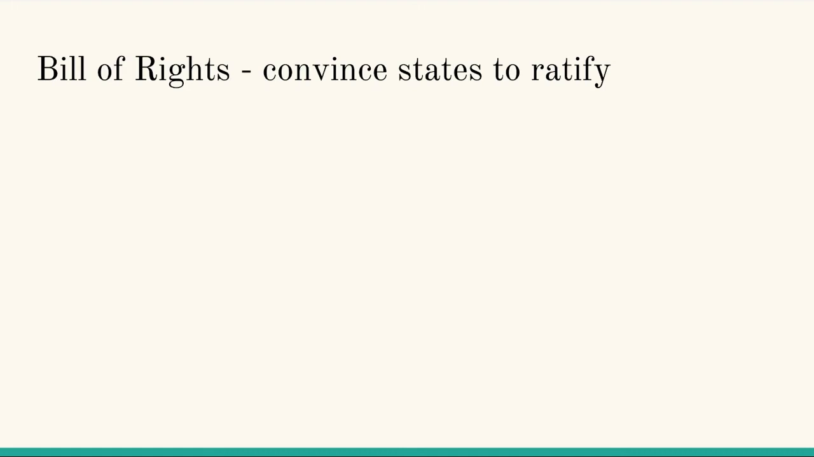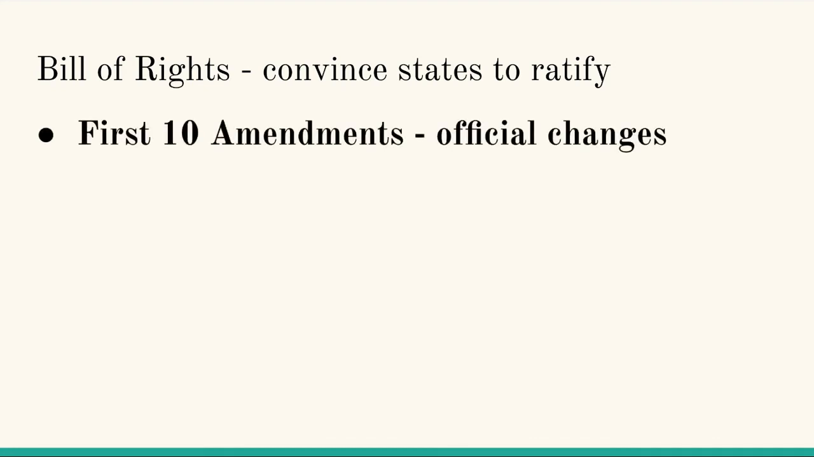This is what convinces those first nine states that yes, we can sign off on this document and make it official. You absolutely need to note this, write this down. The Bill of Rights is the first 10 amendments, and an amendment is an official change. So we've got a couple of different official terms here. Ratification is official approval. Amendment is official change. The Bill of Rights are amendments, changes that we've put into the Constitution.